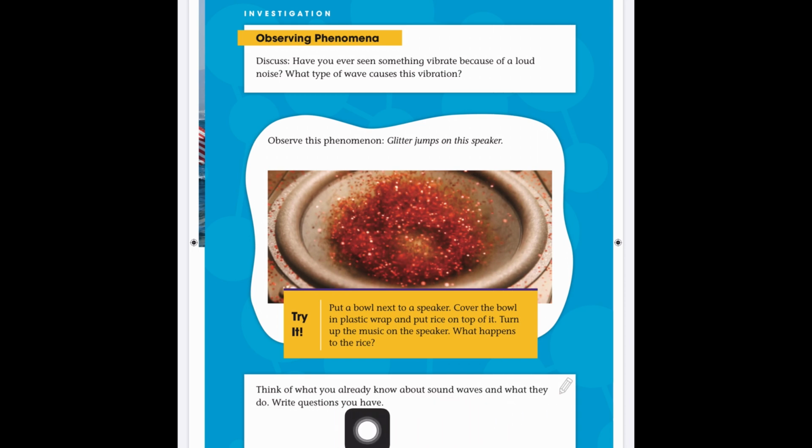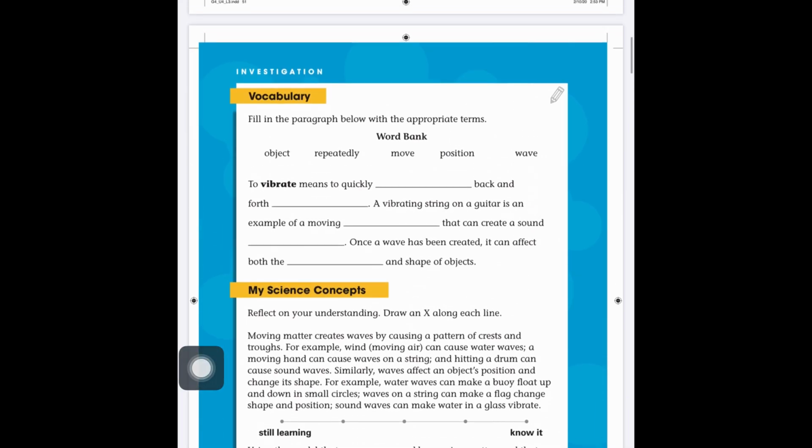Write your questions you have. You may have questions about how they move, how they make other things vibrate. Whatever questions you have, you're going to write them here. This is page 54.